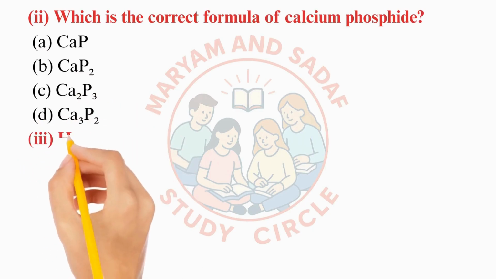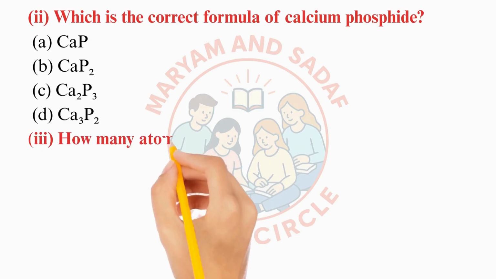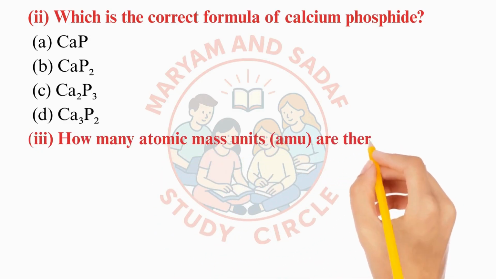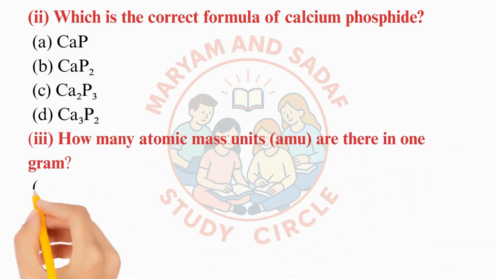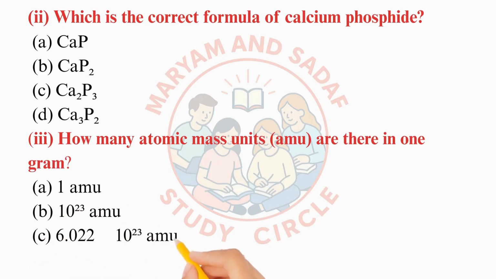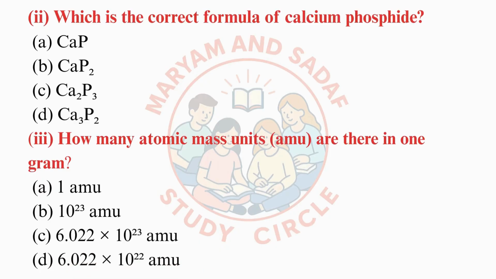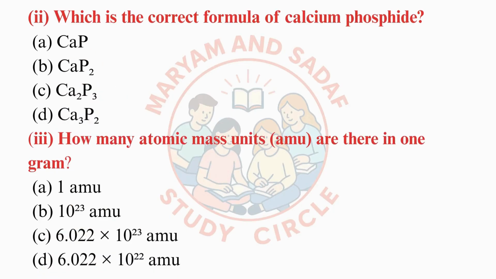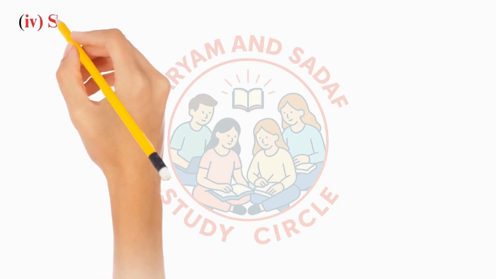How many atomic mass units, AMU, are there in 1 gram? A. 1 AMU. B. 10 to the 23rd AMU. C. 6.022 times 10 to the 23rd AMU. D. 6.022 times 10 to the 22nd AMU.